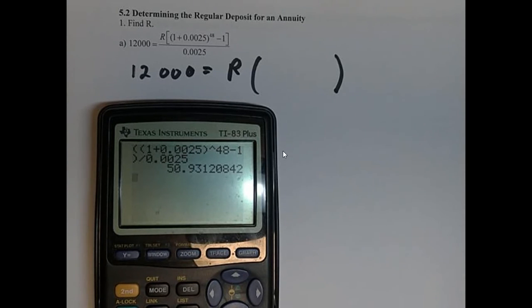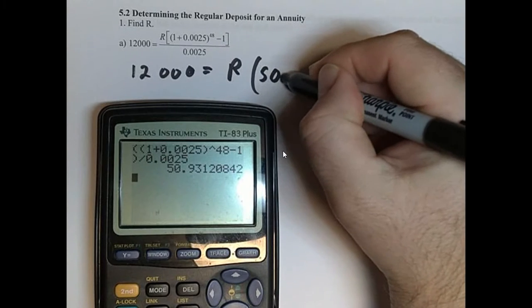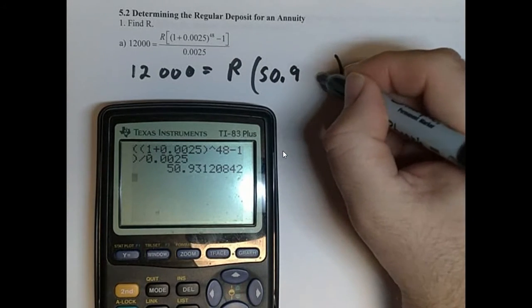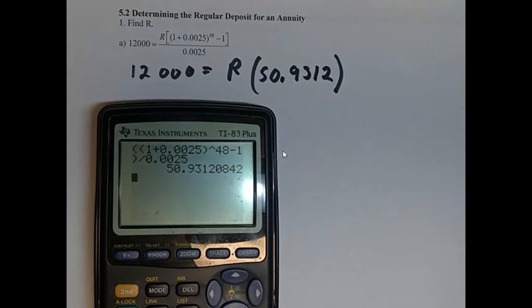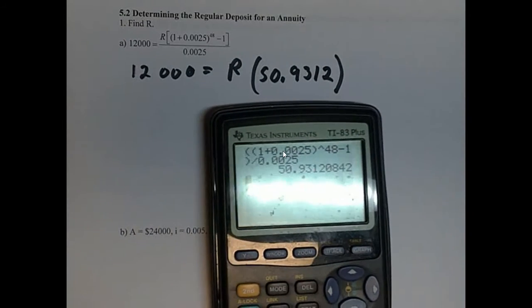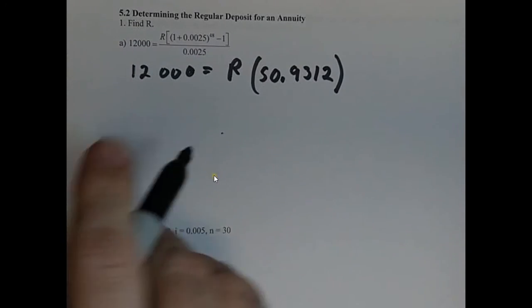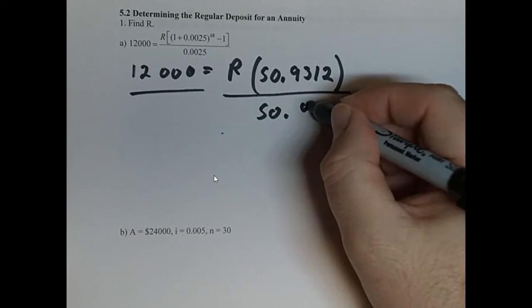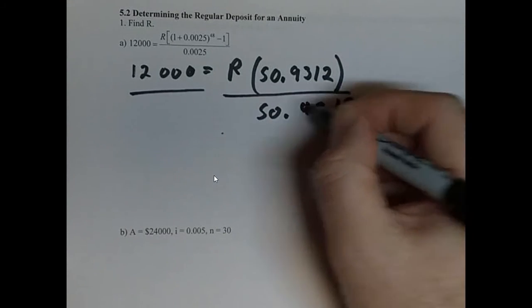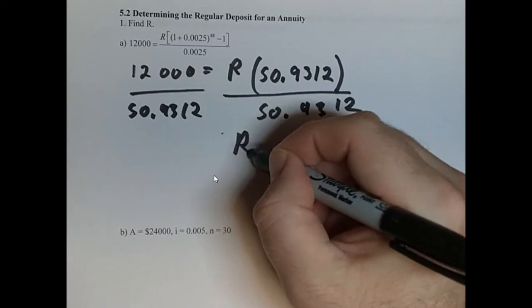Then we get 50.9312. I'm going to write it as a bunch of decimals. The more I have, the more accurate. So we got this number is equal to R times 50.9312. Now we're going to divide both sides by 50.9312, and that's how we're going to figure out what R is.